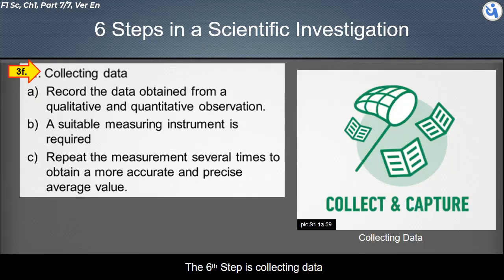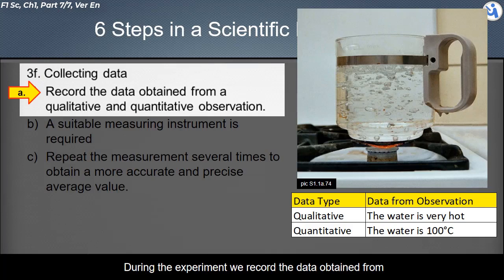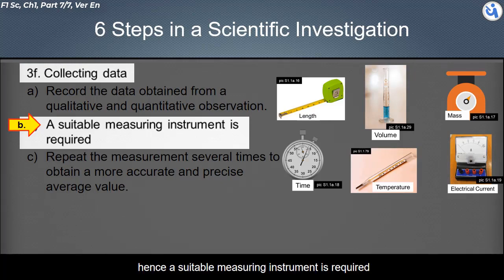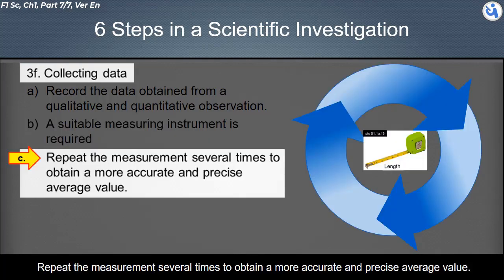The sixth step is collecting data. During the experiment, we record the data obtained from qualitative and quantitative observation. We collect the data by retrieving the readings from the measurement tool. Hence, a suitable measuring instrument is required. Repeat the measurement several times to obtain a more accurate and precise average value.